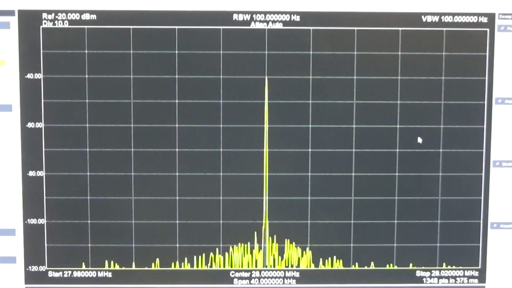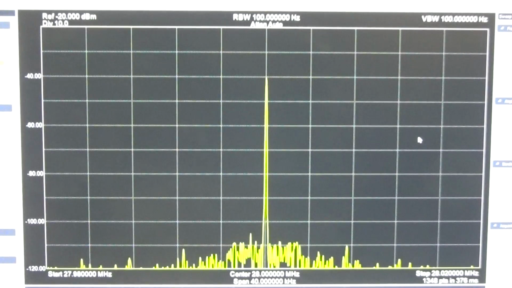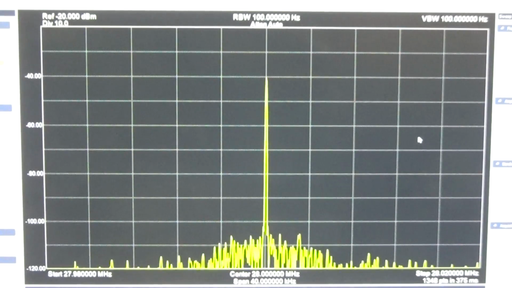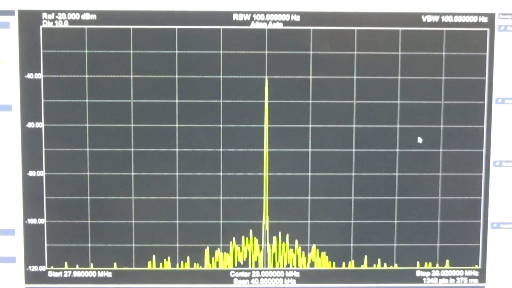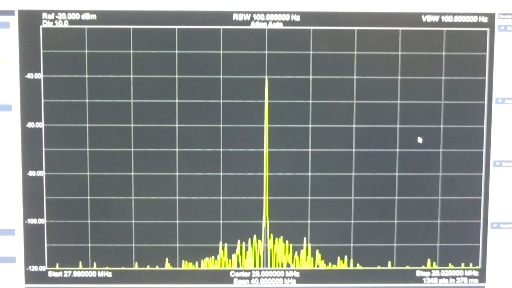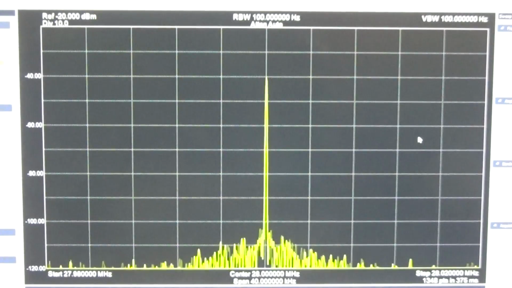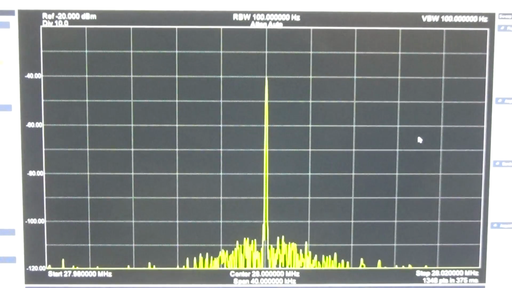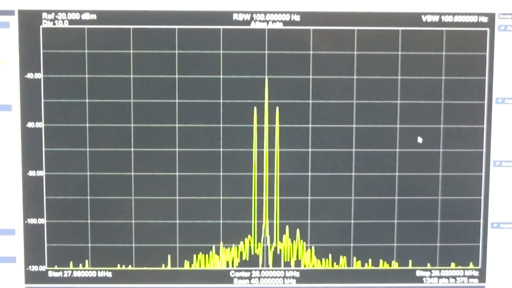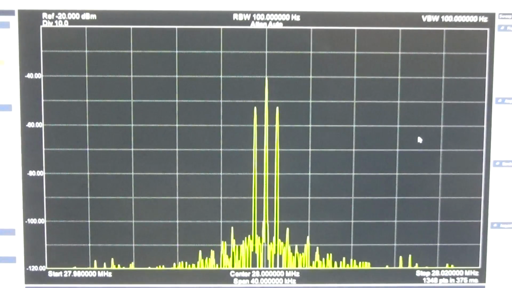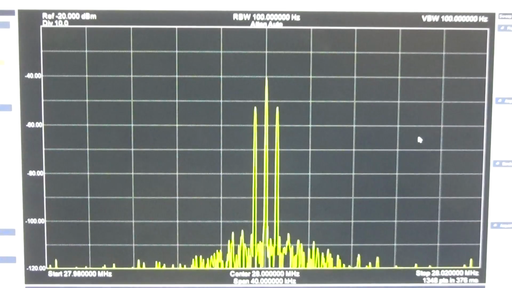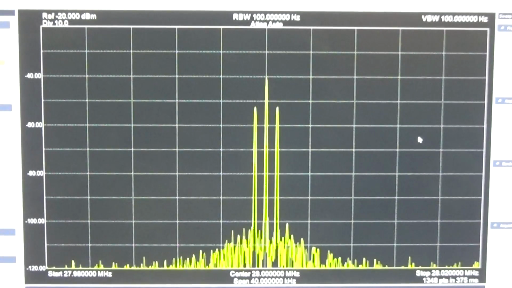I switch off our FM modulation, and what I want to do now is put on an AM modulation so that you can see both modulations. I put an AM modulation with a modulation depth of 50% onto this carrier. And now I switch it on, and here it is. So you can easily see the difference now between what an FM signal looks like and what an AM signal looks like.